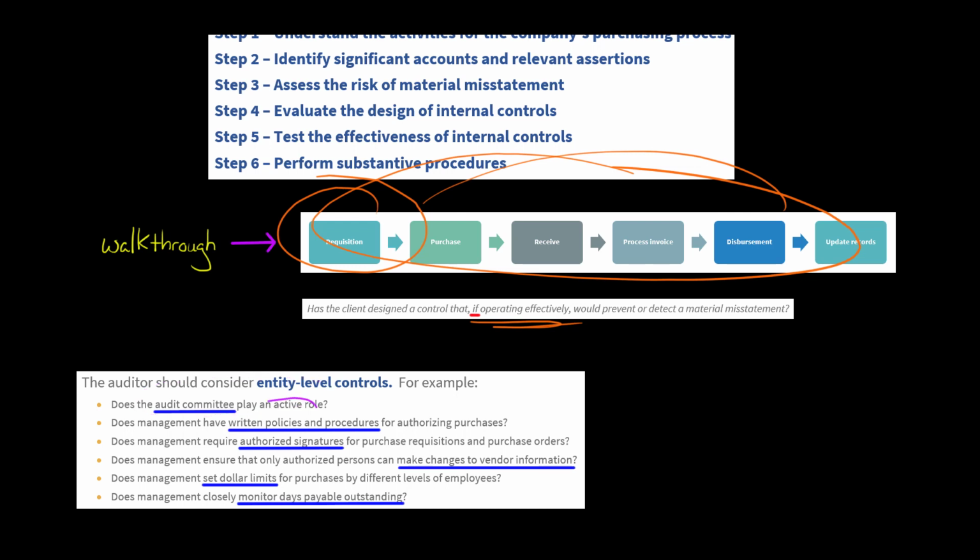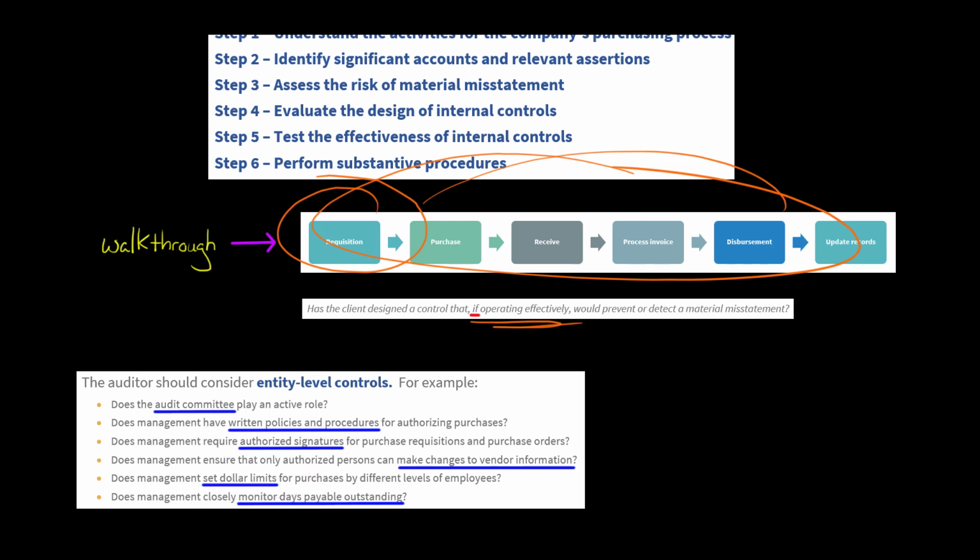Does management have written policies and procedures for the authorization of purchases? Okay. Now, whether or not those policies and procedures are followed, we'll get to that when we're testing the effectiveness of the internal controls. But we're just trying to understand, do they even have policies in place? Are they requiring authorized signatures when there's a purchase requisition, a purchase order? Are we making sure that only authorized people can make changes to the vendor information, things like address of the vendors? Does management have dollar limits for purchases?